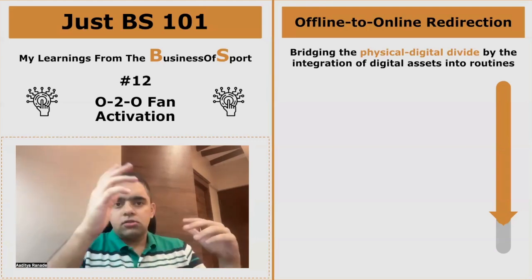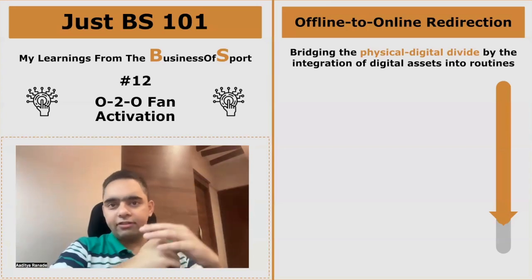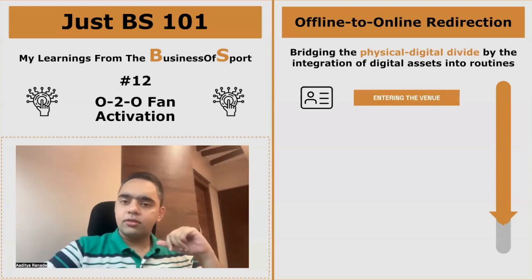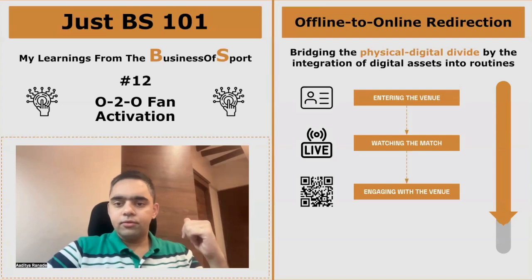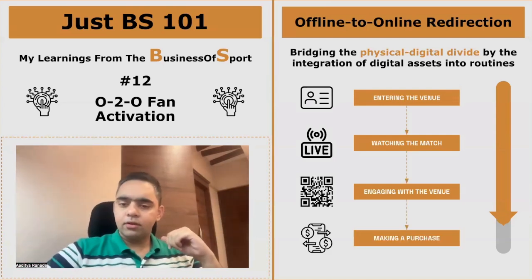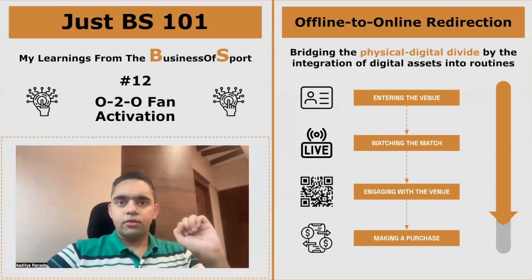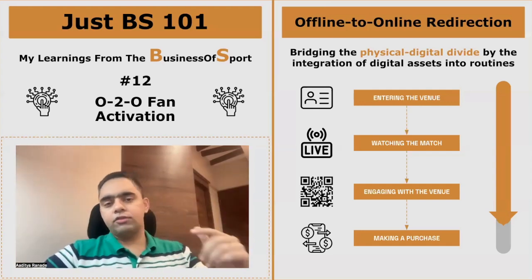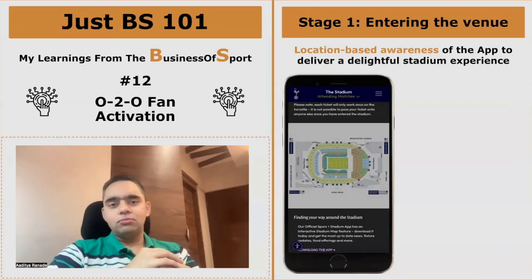One case in point is, how can we reimagine the fan experience when a fan visits the stadium to watch a live match? Let's explore this in a chronological order of the events that occur, starting with entering the venue, then actually watching the live game, engaging with the venue when the match is not on, let's say halftime, and finally making some sort of a purchase in the venue. How can the physical digital divide be bridged through all of these phases of the fan stadium experience? Let's dive deeper. Stage one, entering the venue.